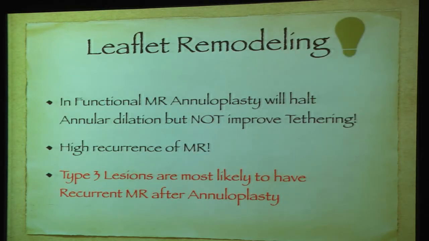So why is leaflet remodeling important to know? Why do we look for those things? Well, because in functional MR, when you have severe MR, you can put in an annuloplasty ring. That will decrease the area of the annulus and hence decrease the MR in the immediate aftermath, okay? But the tethering process is still going on. We have not done anything to the tethering process. That will make the repair fail sooner or later, and hence these patients will come back for a reoperation. So this is why in functional MR, annuloplasty, type 3 lesions in particular, are most likely to have recurrent MR after annuloplasty, okay?